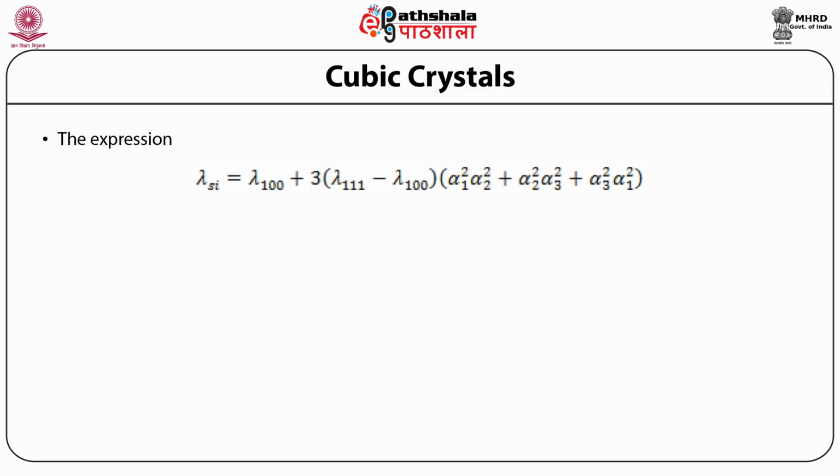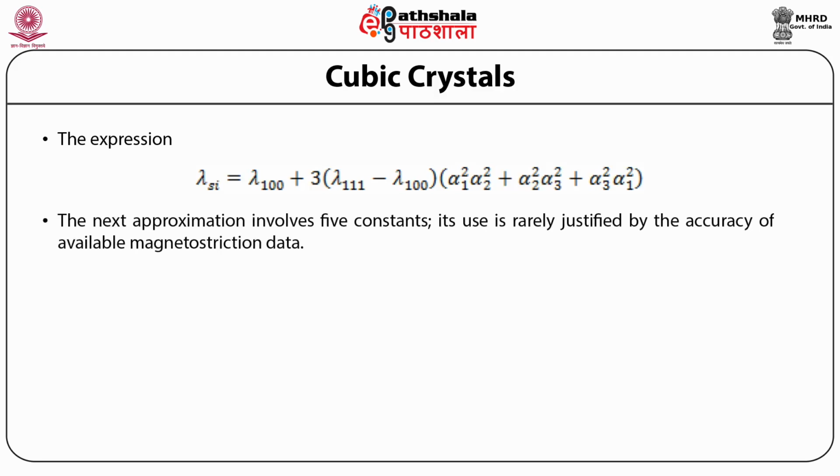Equation 3 is called the two constant equation for magnetostriction. Like the rather similar equation for crystal anisotropy energy, it can be expanded to higher powers of the direction cosines. The next approximation involves 5 constants. Its use is rarely justified by the accuracy of available magnetostriction data. Equation 3 and others derived from it require a word of caution.